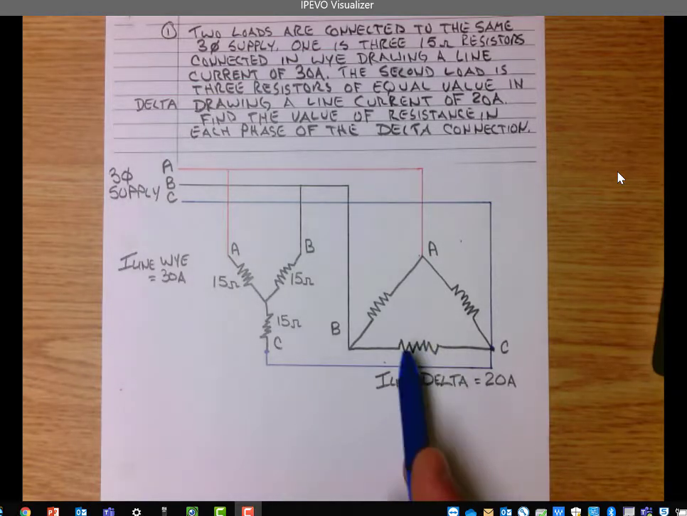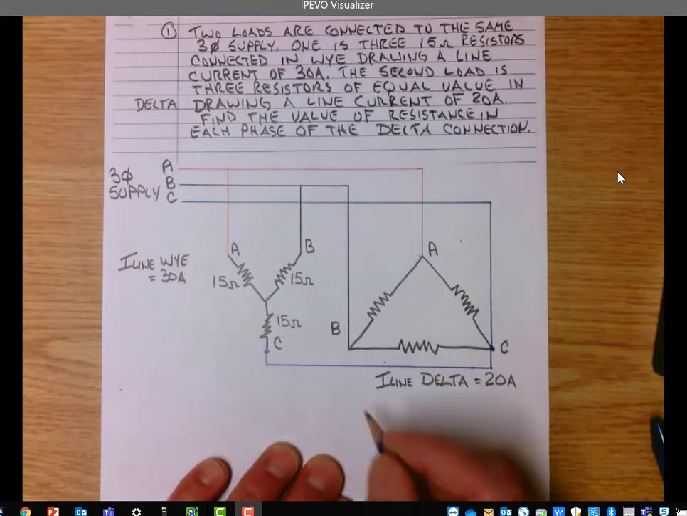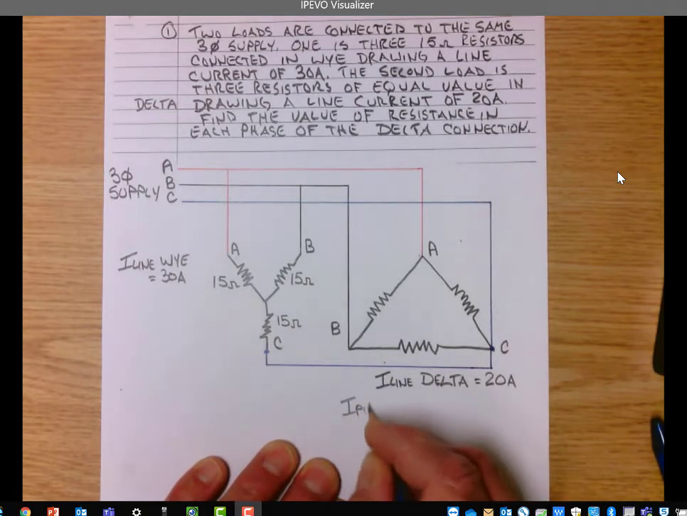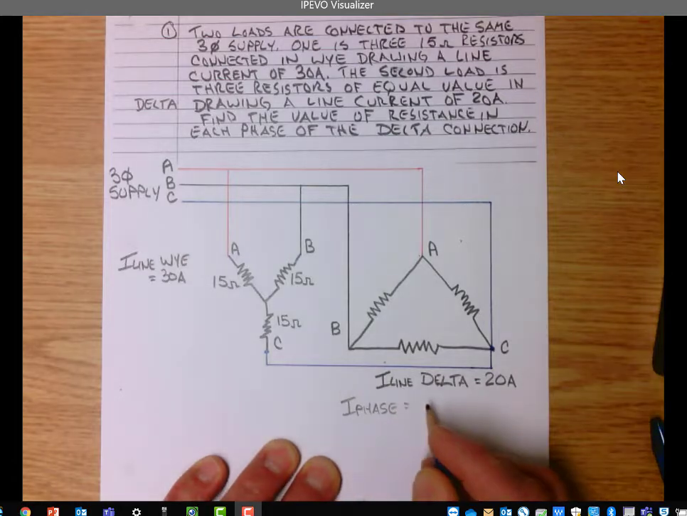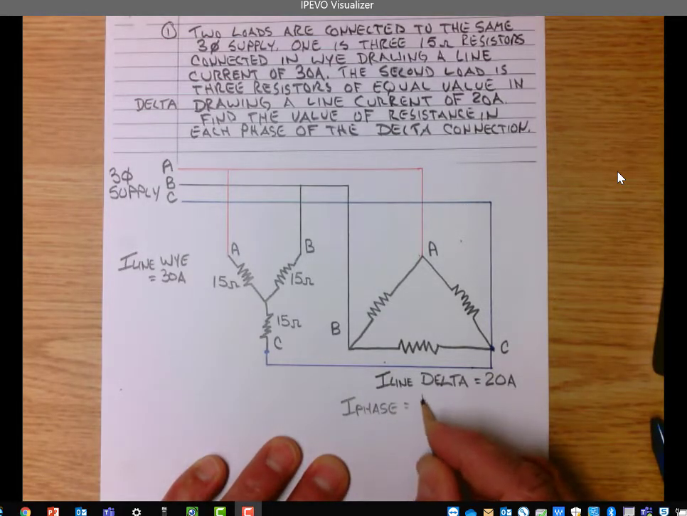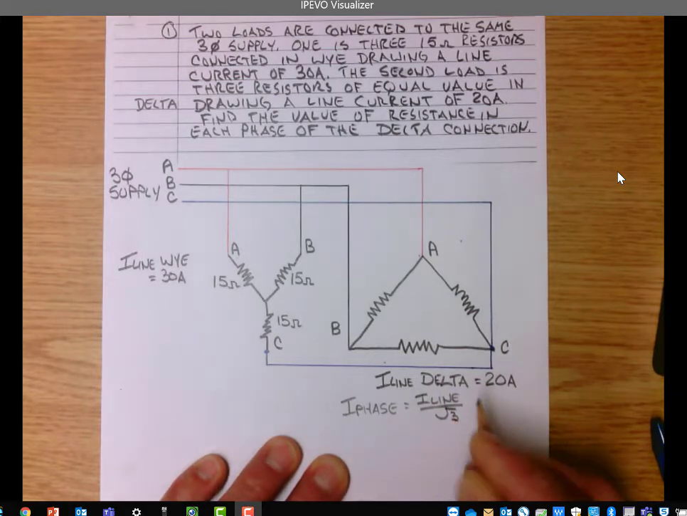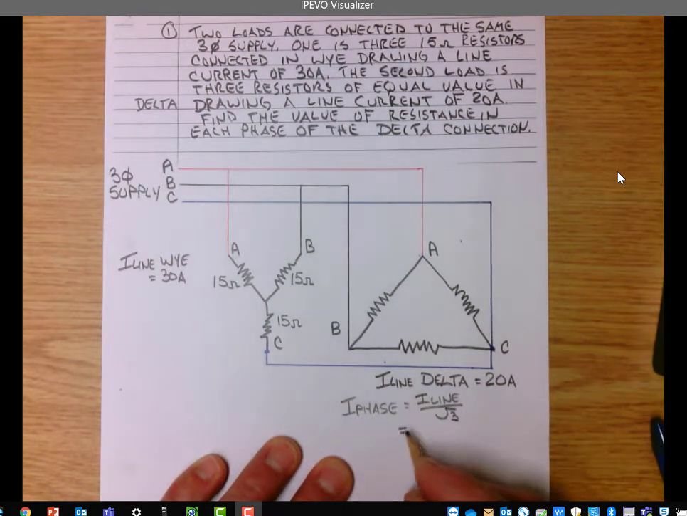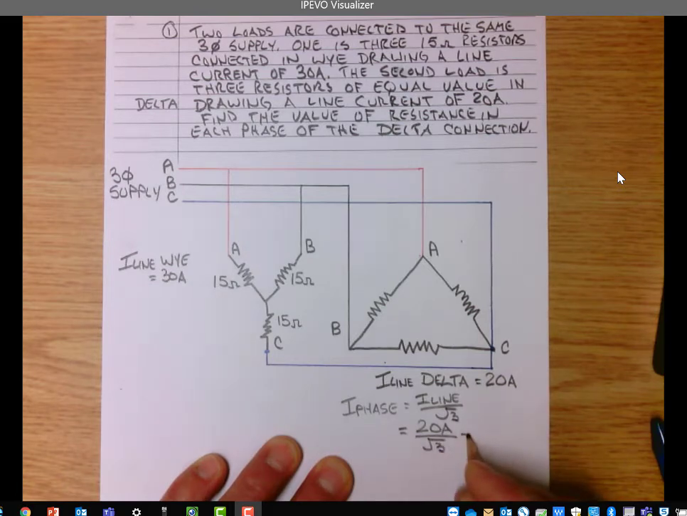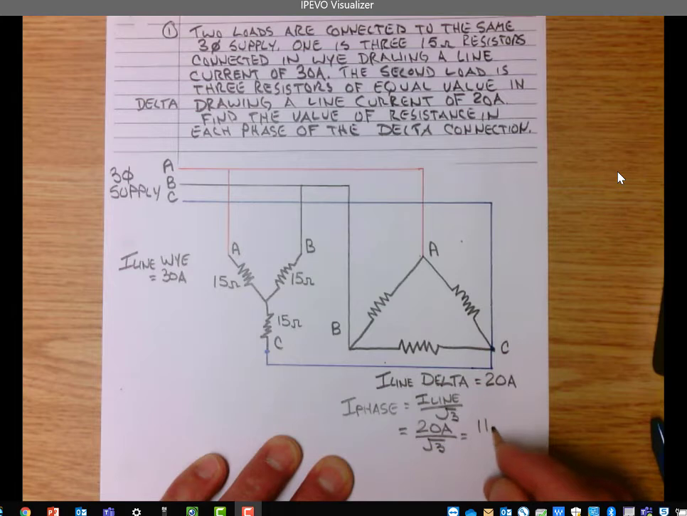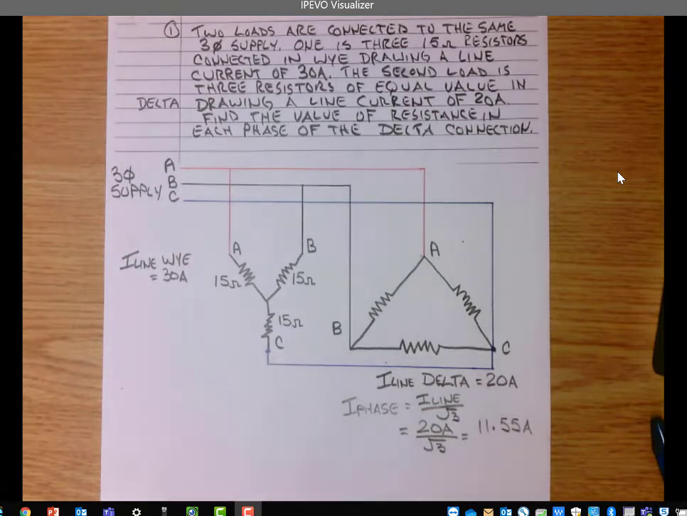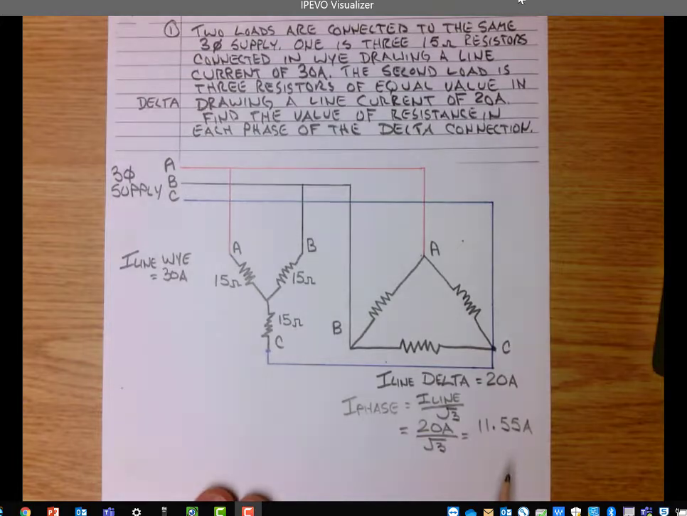And if I want to know the phase current on each phase of this delta load, I would simply go I phase equals I line divided by root 3, which equals 20 amps divided by root 3, and that is 11.55 amps per phase. So I know the phase current for this delta load is 11.55 amps.